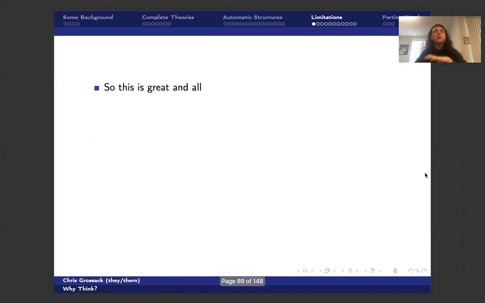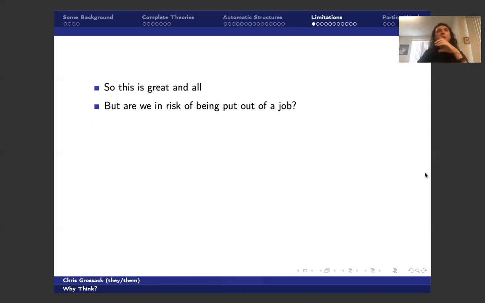Okay. So this is great and all. But are we at risk of being put out of a job, right? I've just said that all of these lovely things, even such surprising things as MSO less than, are decidable. So a computer can just answer any question you want about them. Are the computer overlords coming to ruin our life and take our jobs?